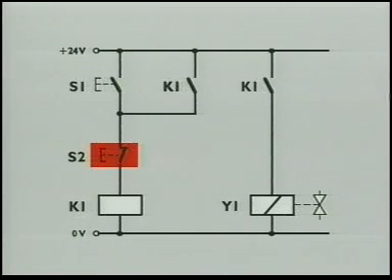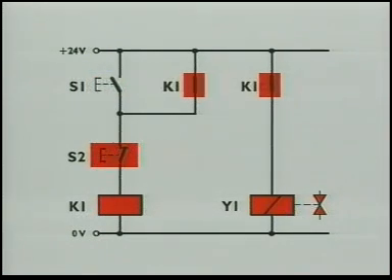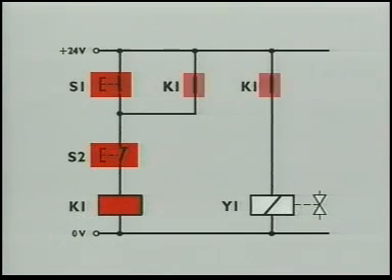But in this case, the OFF push button S2 is not connected in parallel as before, but in series to push button S1. This means that the circuit is interrupted if S2 is pressed, regardless of the position of S1. This is called a dominant OFF latch.